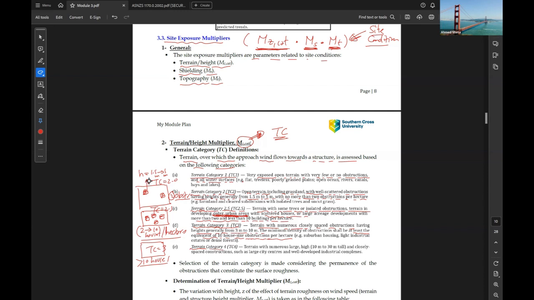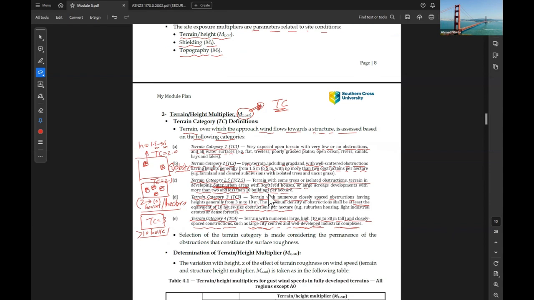Okay, terrain category 4 is inside large cities and well-developed industrial complexes. So terrain with numerous large heights, 10 to 30 meters tall, and closely spaced construction, such as a large city and well-developed complex. So based on the situation of the building or the design, you can define or assume how much our TC is.